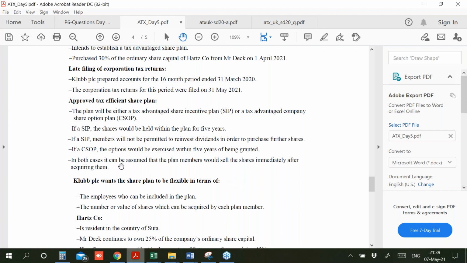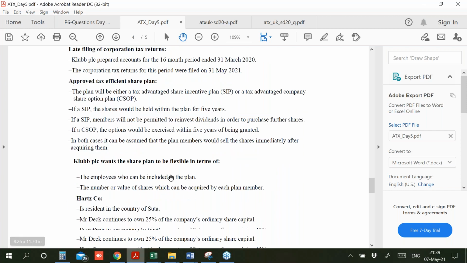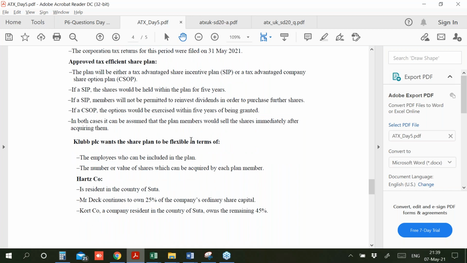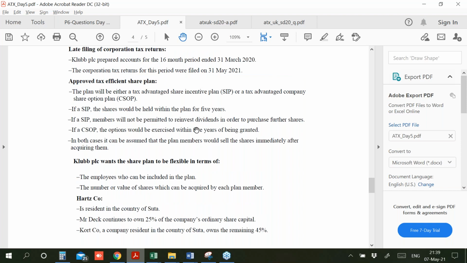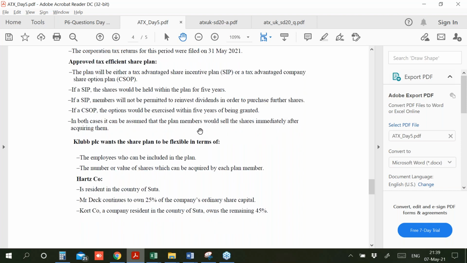So till here we have discussed the corporation tax dates and the share schemes. So we are only left with the CFC part now.